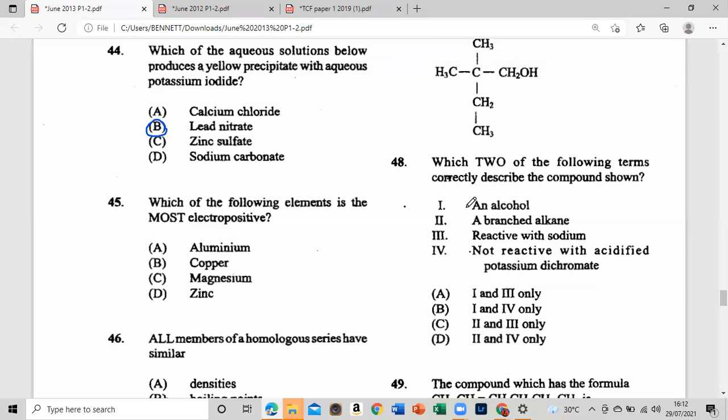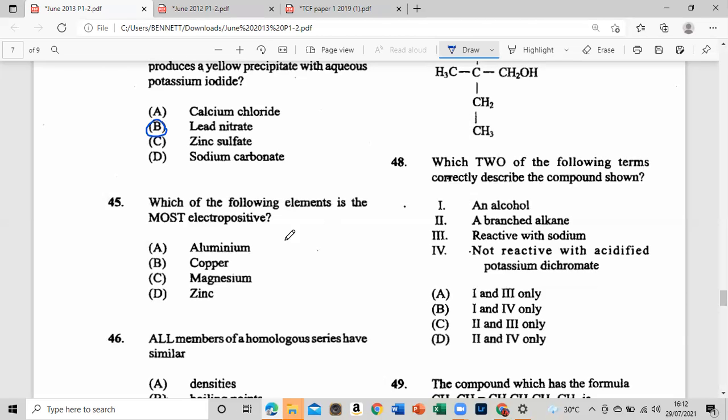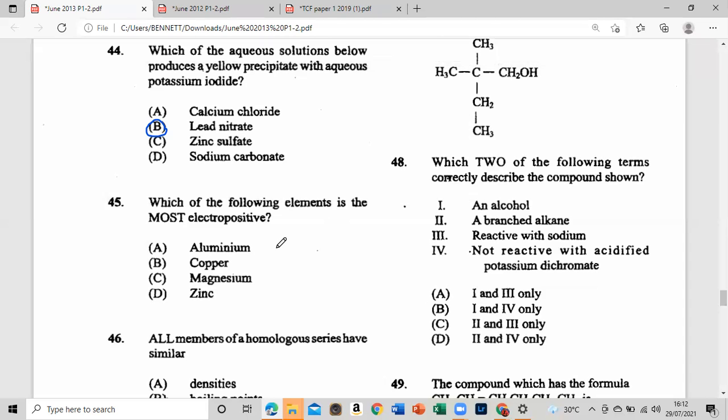For 45, which of the following elements is the most electropositive? Is it aluminum, copper, magnesium, or zinc? So we're at 45 and we're 3/4 there, and that is zinc.